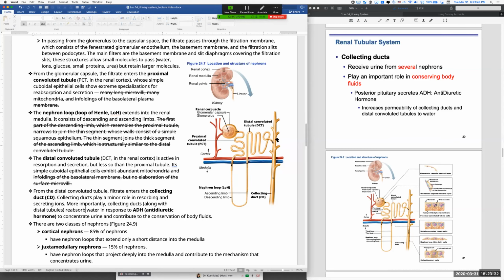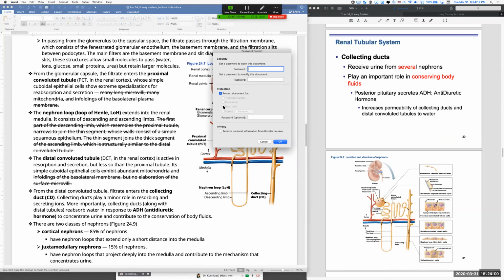Okay. So throughout this process, there's reabsorption and secretion happening through the renal tubule. The collecting ducts right here do not carry out much reabsorption or secretion, but their main function is in responding to the hormone secreted by your brain called ADH. ADH stands for antidiuretic hormone. And there's another term for it, which I should have included in here. It's called vasopressin.